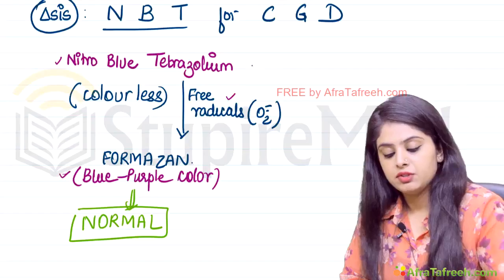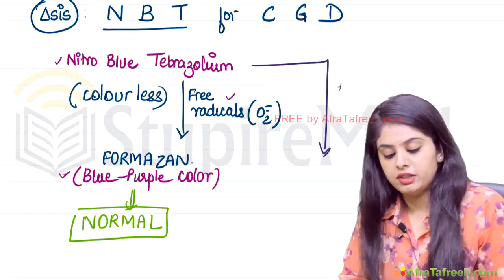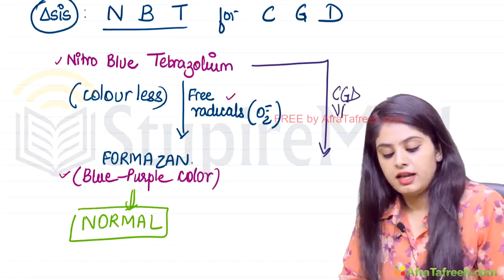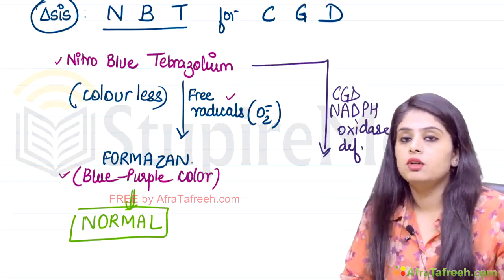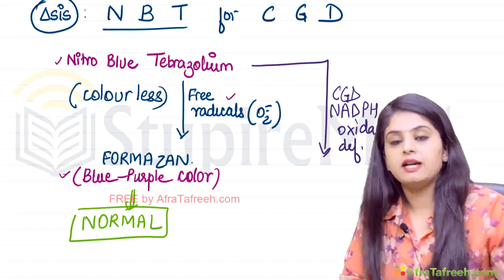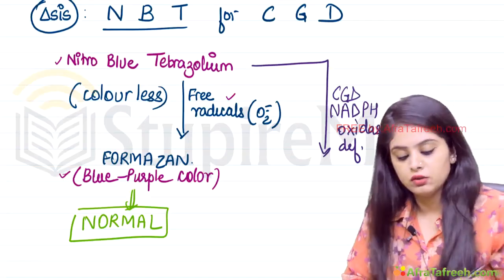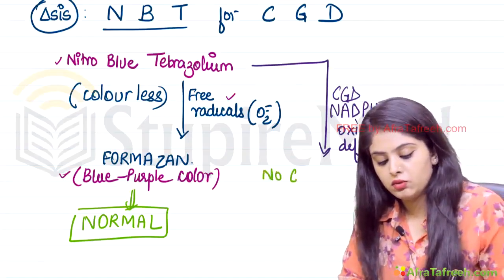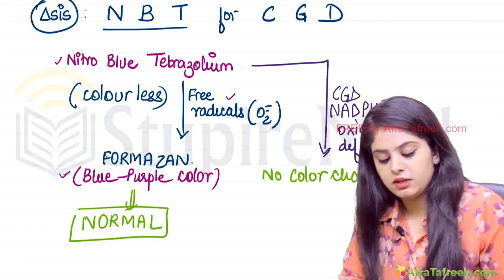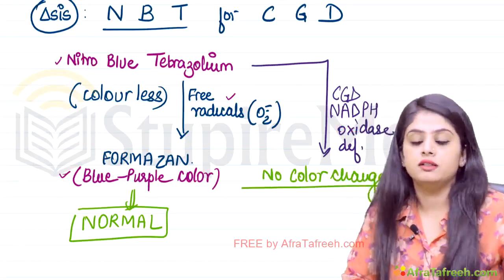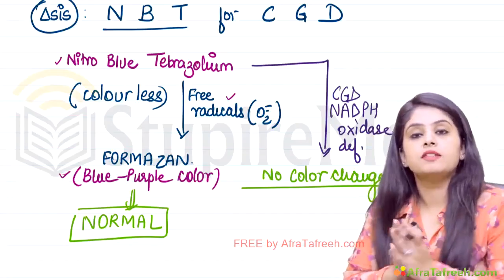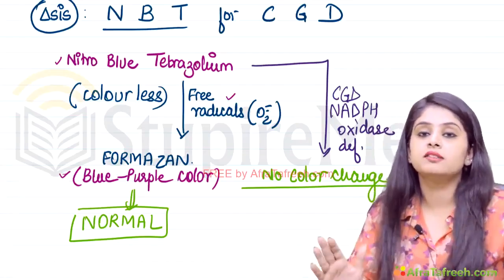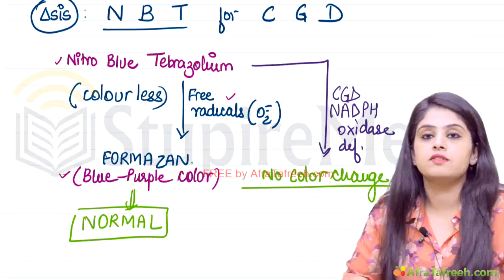But if we have a patient with chronic granulomatous disease, that is NADPH oxidase is deficient, will the color change happen? No, because there are no reactive oxygen species, there are no free radicals, so there is going to be no color change. The dye was initially colorless, it is still going to remain colorless. So this is important to know. If the color changes, it is normal. If the color remains the same, colorless, it means the person has an NADPH oxidase deficiency.